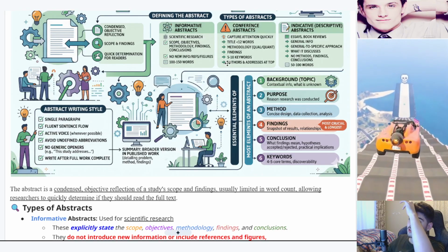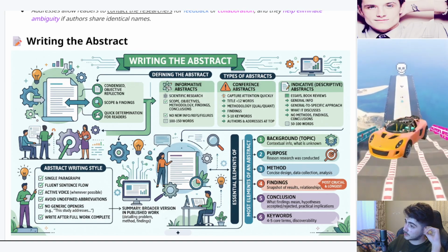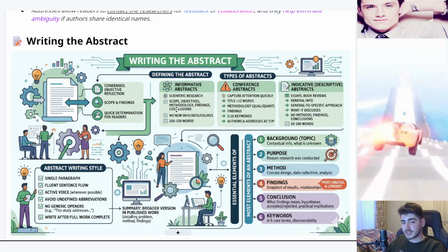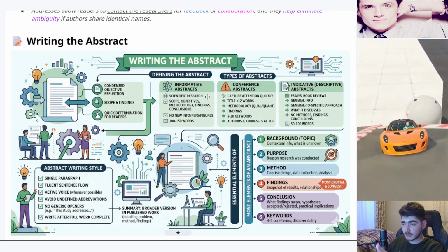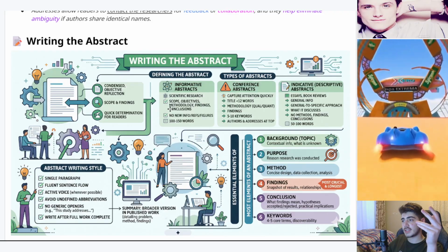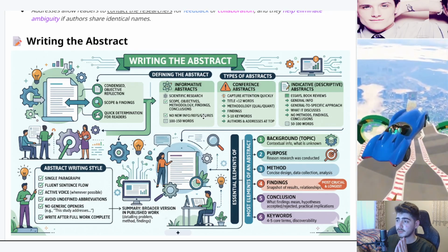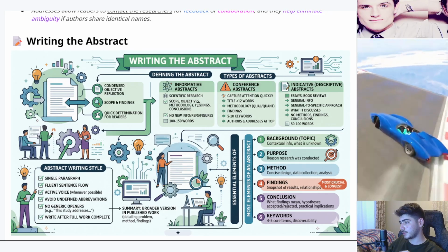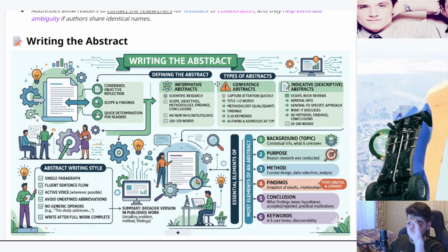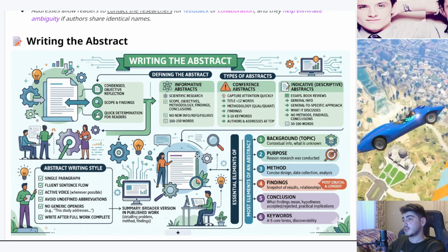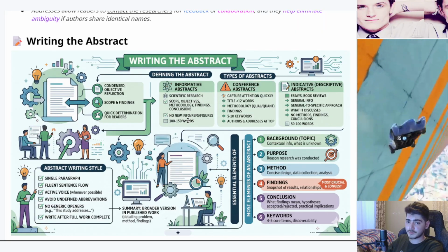We have 3 types of abstracts. The first one is informative abstracts. It lists the scope, the objectives, the methodology, the findings, and the conclusions that your research has actually yielded. Now, this is important because there's a differentiation between these 3 types. So just know that in informative abstracts, you'll list the findings and the conclusions and the methodology as well.